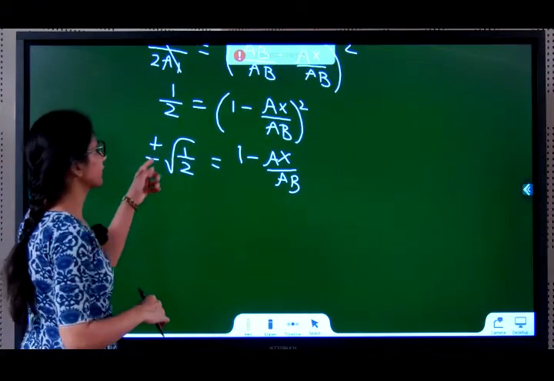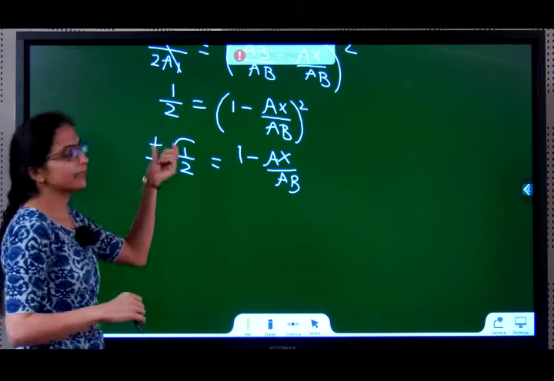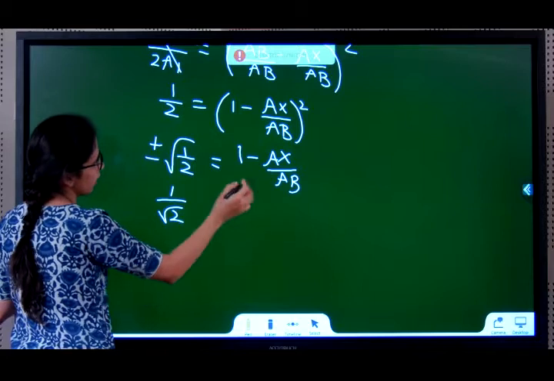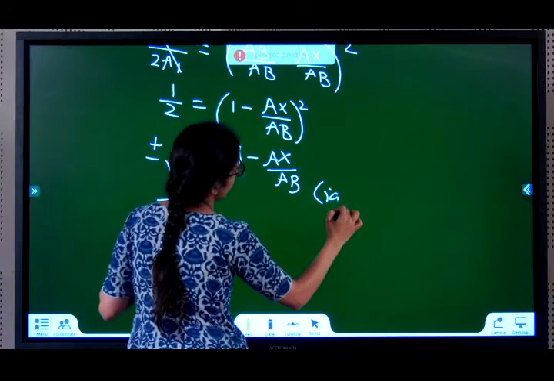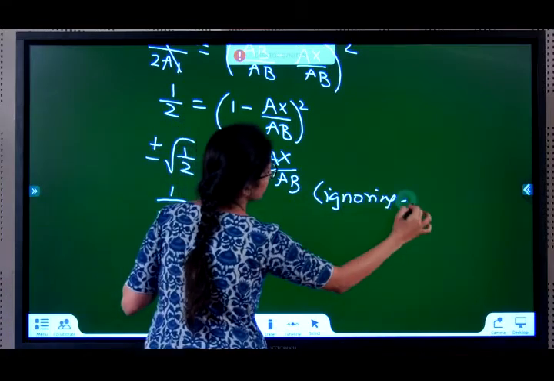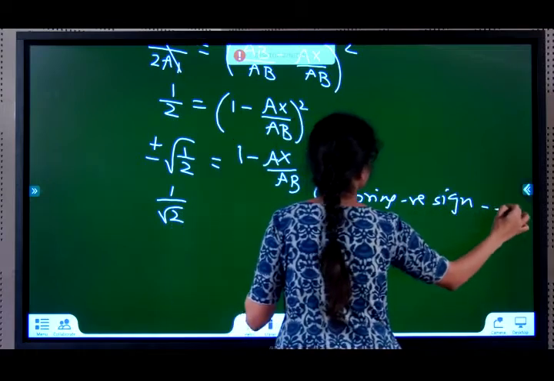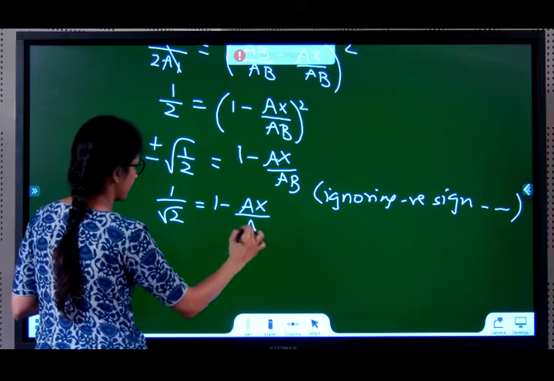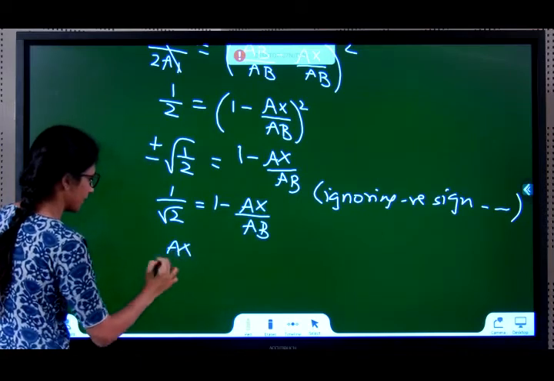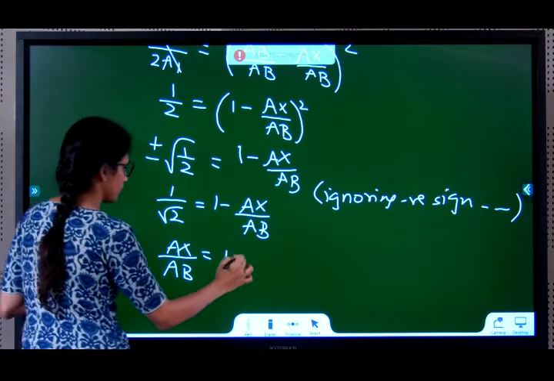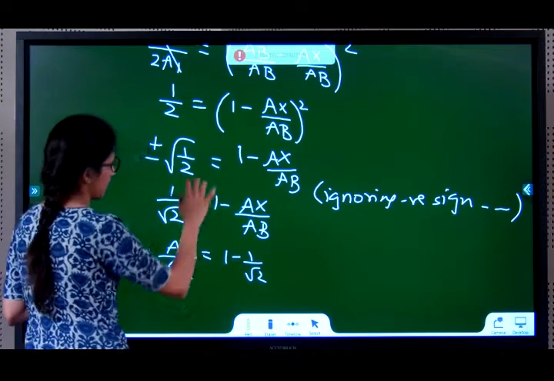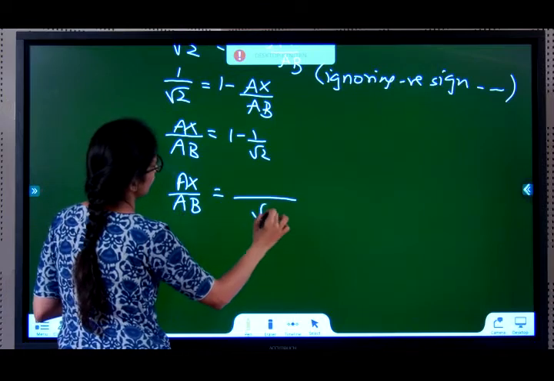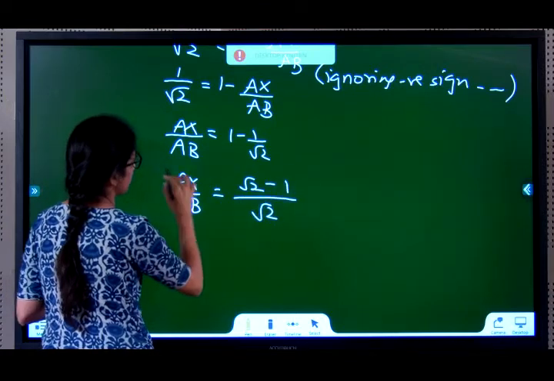You have to ignore the negative sign because area can never be negative. Okay, so we'll ignore the negative sign. This will become 1 by root 2. You can just say ignoring negative sign since area cannot be negative. So 1 by root 2 is equal to 1 minus AX by AB. Bring AX by AB this side, it becomes plus, is equal to 1 minus 1 by root 2. Take LCM. AX by AB, LCM is root 2. So root 2 minus 1.